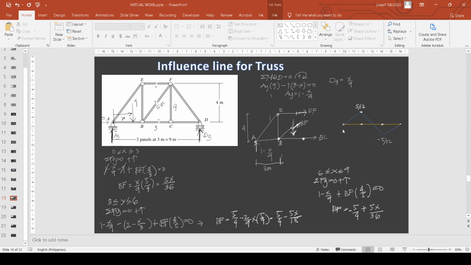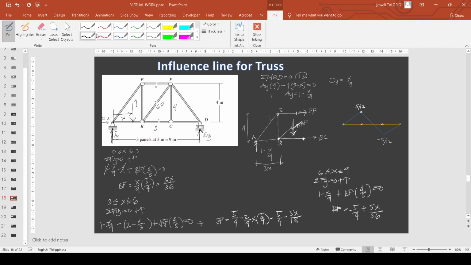So meaning, when the 1 unit load is at B, okay, nasa B, it will give member BF the maximum tension. And then kapag nandito naman sa C, point C yung 1 natin, like this one, this is point C, write that. Okay, yung 1 natin is nasa point C na, magbibigay siya ng compression naman. So, magiging compression yung member BF natin. Maximum compression. Doon yung maabot.